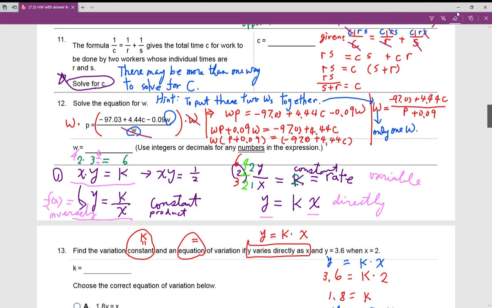Number 11, solve for C. This type of question, usually when you have three denominators, you can simply multiply all three denominators, C, R, S, to each term, and then you can get rid of the denominators. I show my work here, you can read.